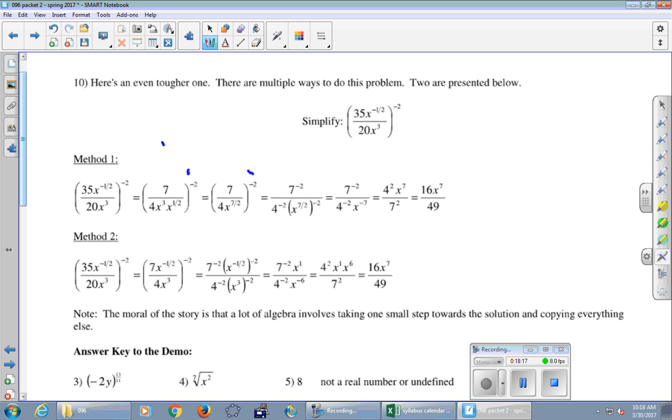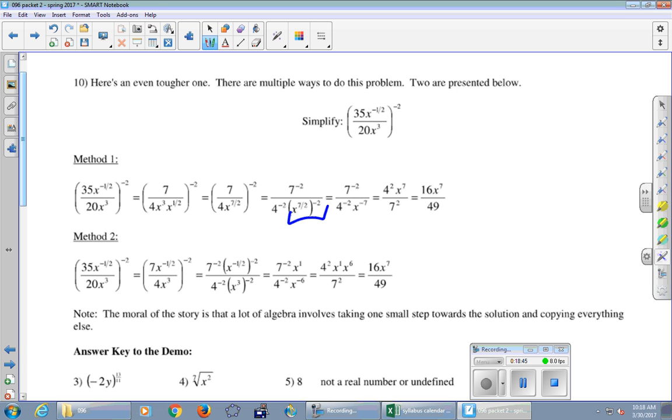We have just been diligently copying it up until now. Okay, so we have a property. This is the quote distributive property. It says that negative 2 comes in and hits every single one of those factors, right? And so all I've done is I have copied. I haven't really even done any shortcuts. 7 to the negative 2, 4 to the negative 2, x to the 7/2 in parentheses to the negative 2. Good? Okay, let us deal with this piece first.